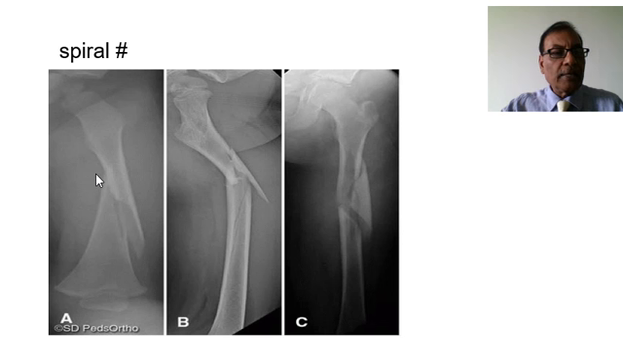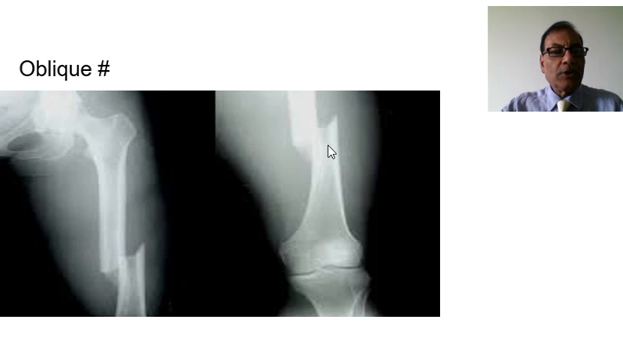So see the example, this is the spiral fracture. Just remember the spiral staircase, it goes in multiple directions like this. Can you see this? This is a spiral fracture. This is oblique fracture, going like this.